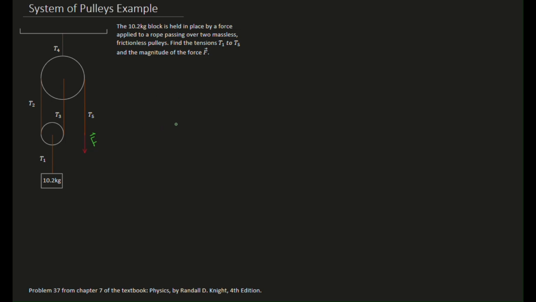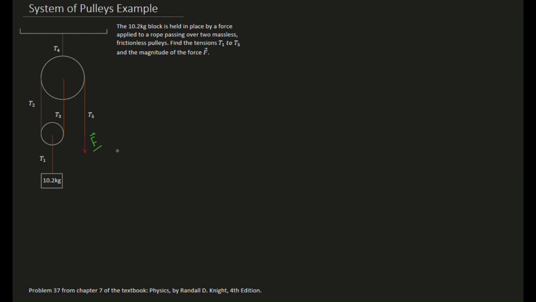An example problem for a system of pulleys is, let's say we have a 10 kilogram block and it's being held in place by some force F that's being applied to a rope that's being passed over two massless, frictionless pulleys. And we want to find the tension on each of the ropes and the amount of force that's being applied to keep everything in place.